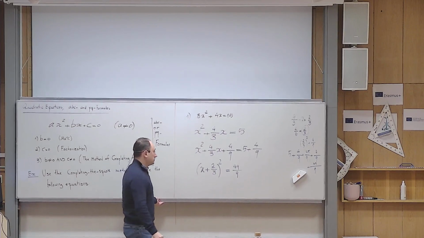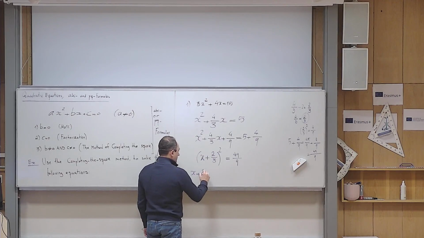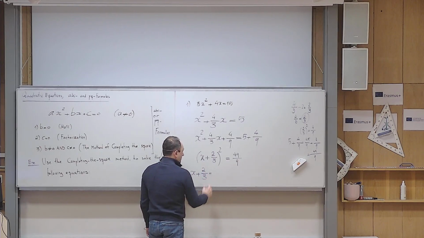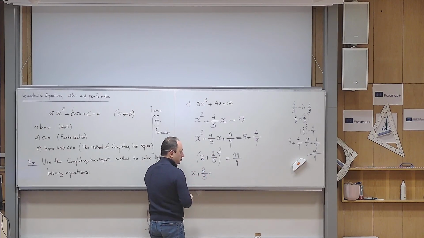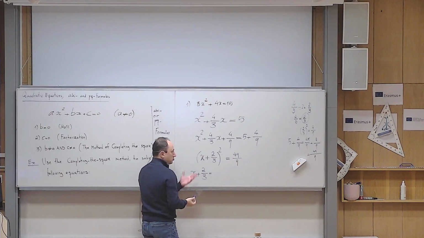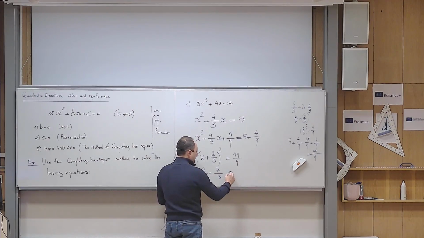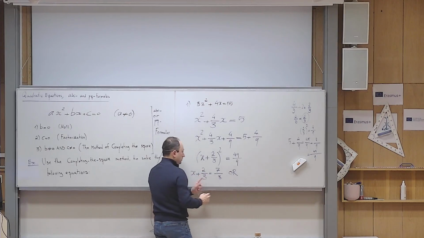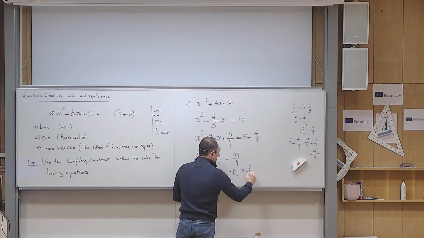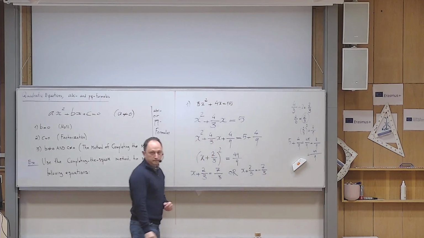And then what do I do? I take the square root. But the trick, what was the point? The point is to remember once with plus sign, once with negative sign. But this is a friendly number. Friendly, I mean you can calculate it. Square root of 9 is what? 3. Square root of 49 is 7. But this is one possibility. Or x plus 2 over 3 is what? Negative 7 over 3. Yes?